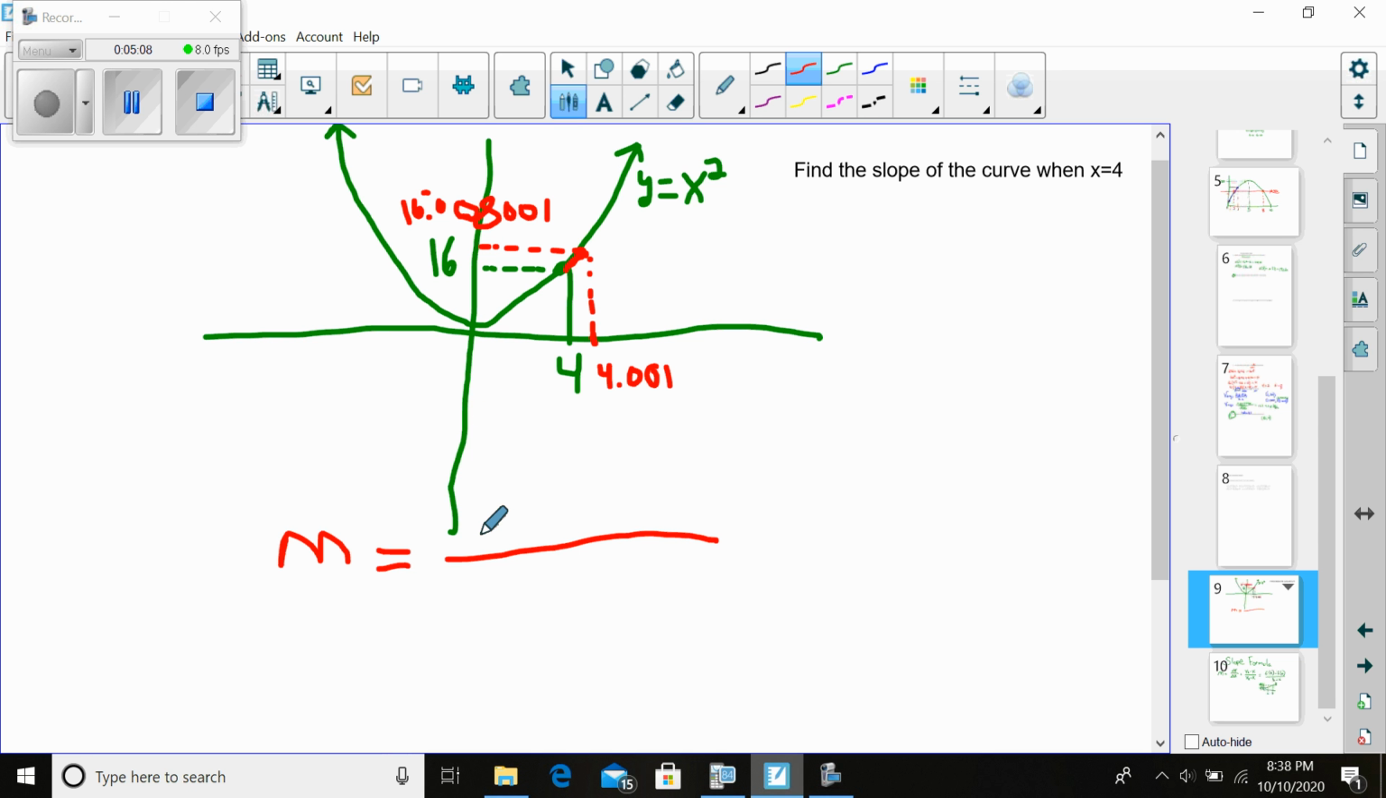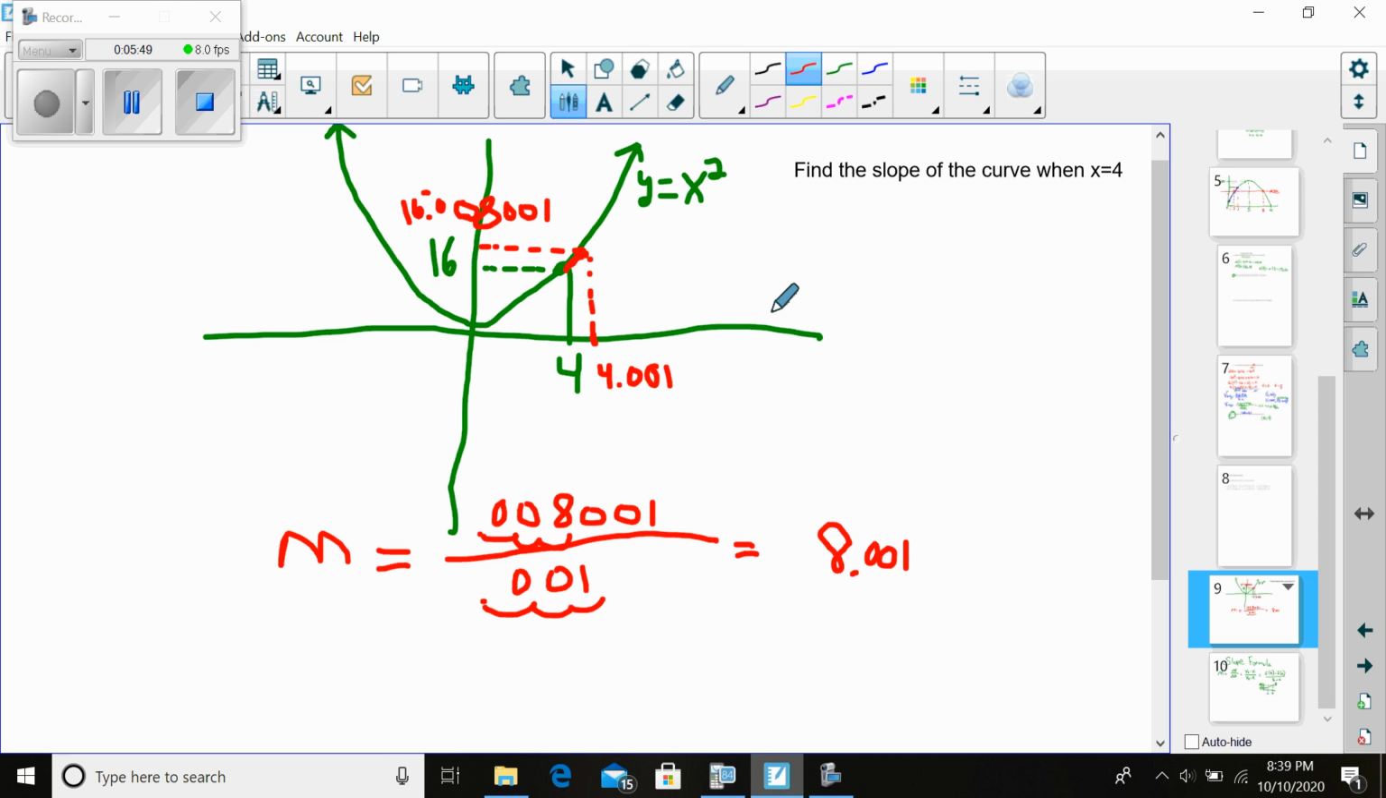So let's see, change in y. What are my y values when I subtract them? I would be left with just the decimal portion. And then when I subtract these two x values, I would be left with just the decimal portion. I don't even need my calculator because I move 1, 2, 3, 1, 2, 3, and I get a slope of 8.001.